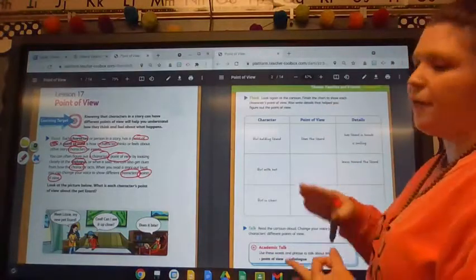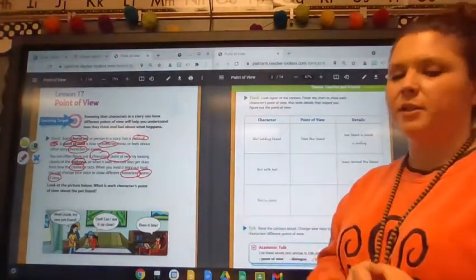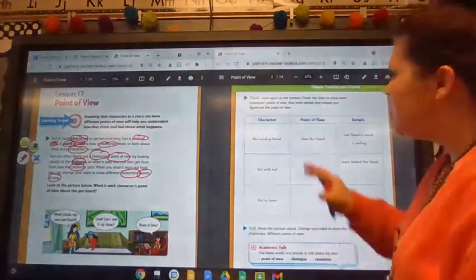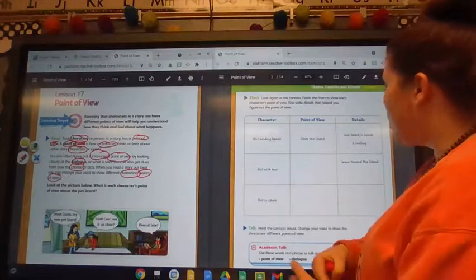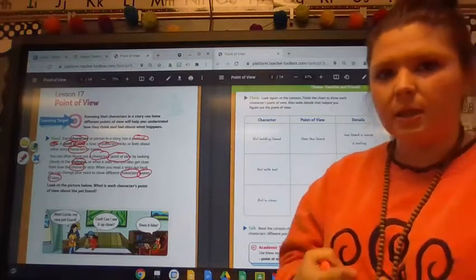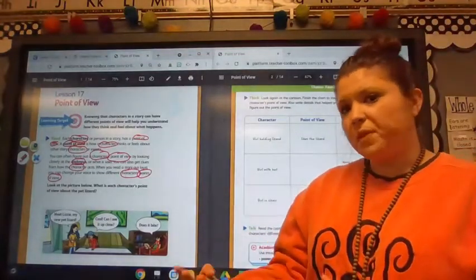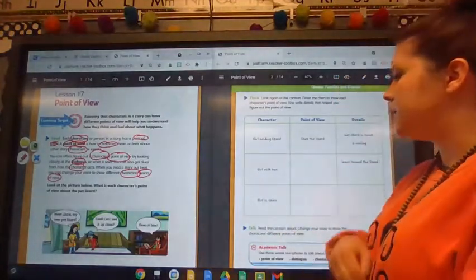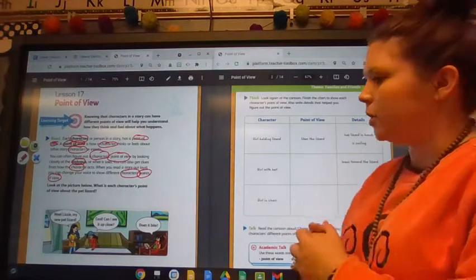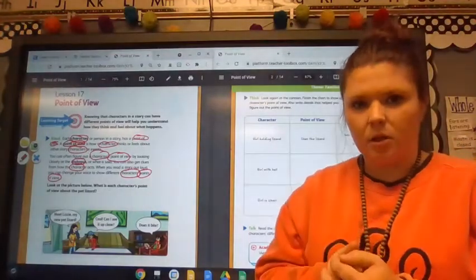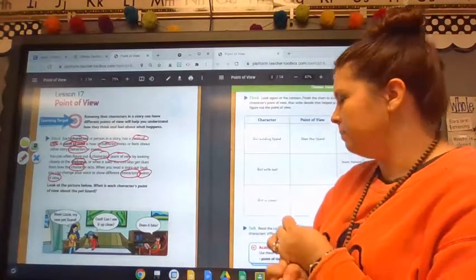We're going to decide how they think or feel, their point of view, based on their dialogue and their actions, okay? So the girl holding the lizard, she likes the lizard, right? What are some things that we notice about the character holding the lizard that lets us know her point of view is that she likes the lizard? What do you notice she's doing? She's holding the lizard, isn't she?